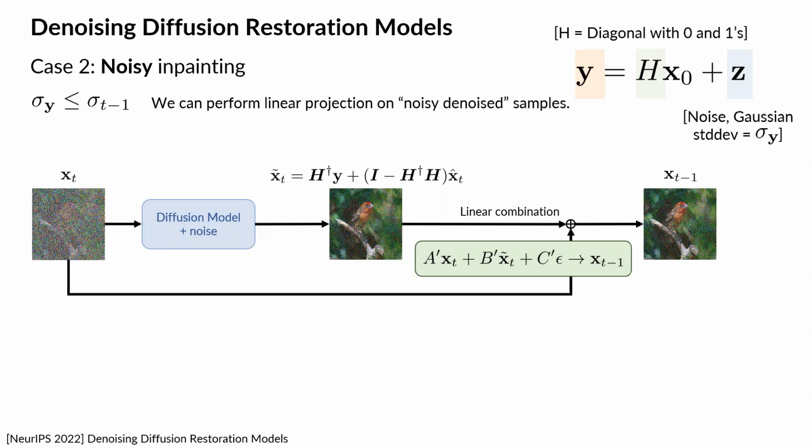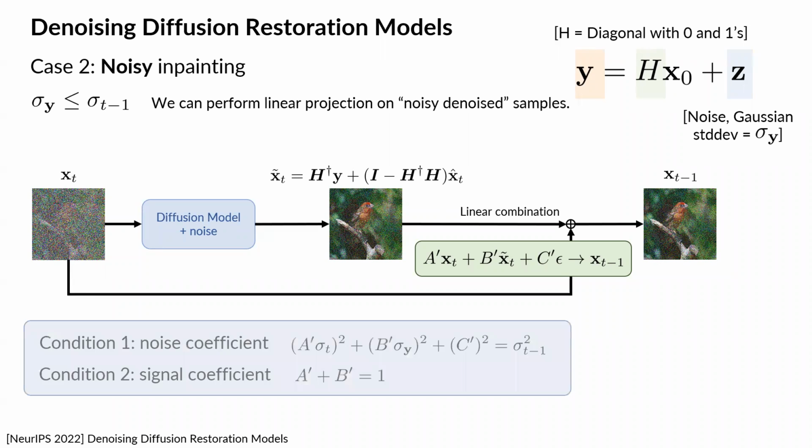But this requires us to get a different set of coefficients, and let's use the notation A prime, B prime, and C prime to denote these. So again, we have 2 sets of equations. The second set of equations is the same. It's basically just A prime plus B prime C equals 1. So it's just the coefficient of the signal.